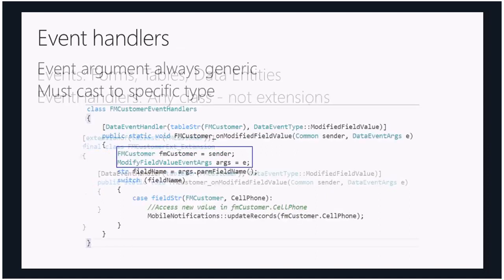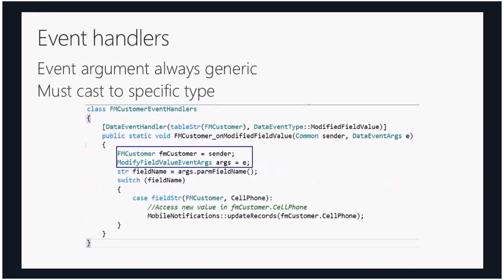The parameters of an event are always generic and must be cast to the specific types. The exact types depend on the underlying object and the exact event being raised. This is an example of a table modified field value event. So we are passed the table buffer as the first argument and a modify field value event args parameter as the second.